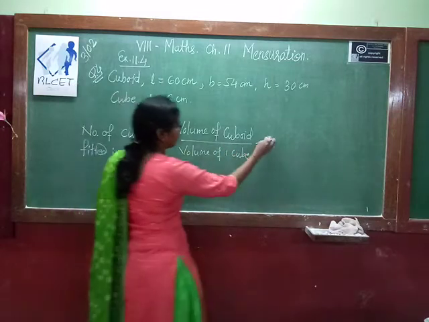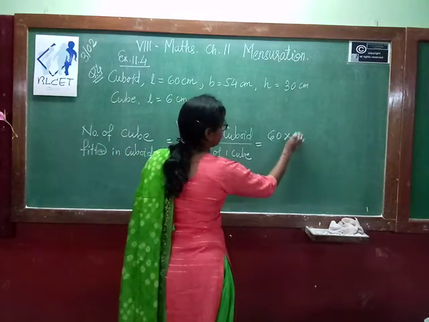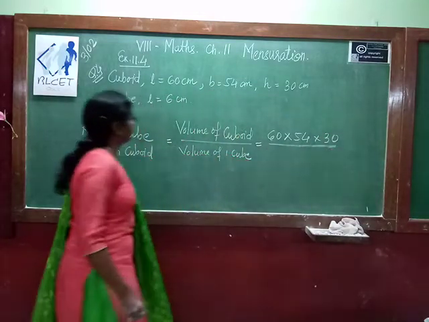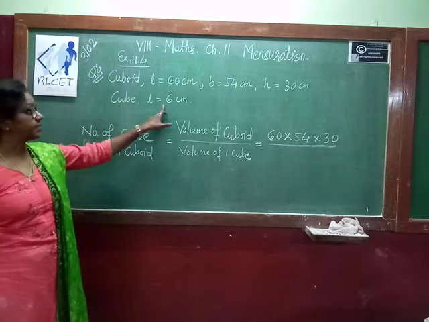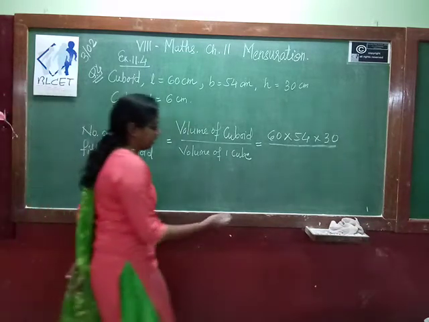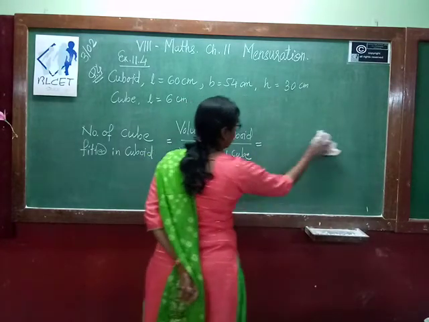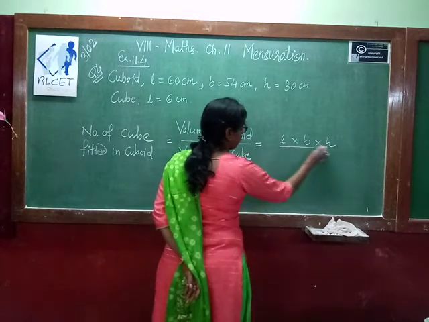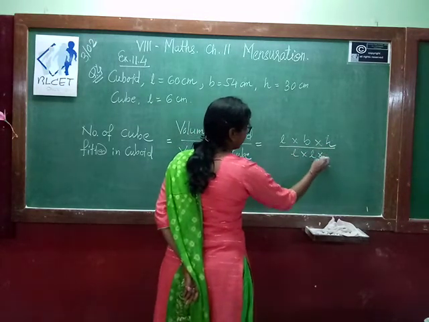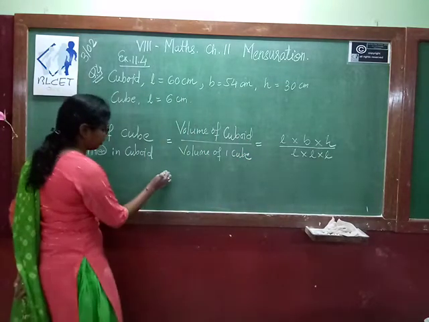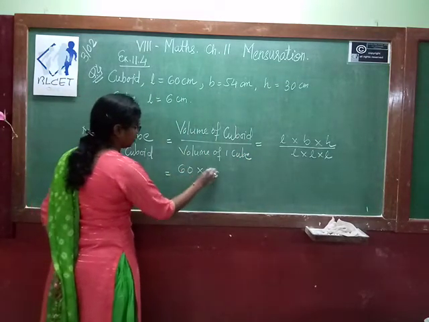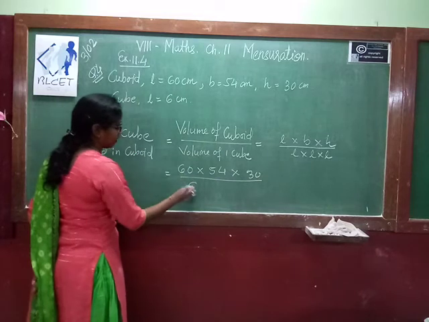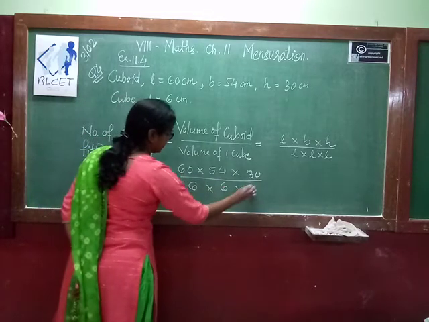So volume of cuboid is equal to what? L into B into H divided by volume of cube is equal to what? L cube, that is 6 into 6 into 6. If you want to write the formula first, that you can also do. L into B into H divided by L into L into L, that is L cube. Now we can substitute the values. 60 into 54 into 30 divided by 6 into 6 into 6.